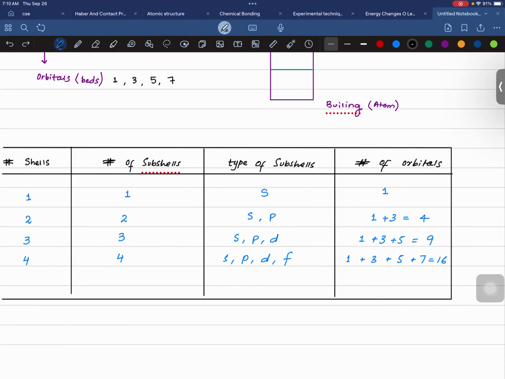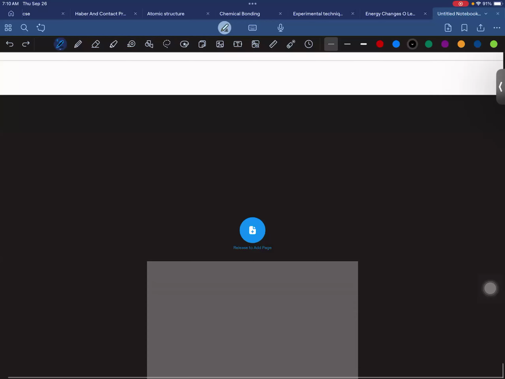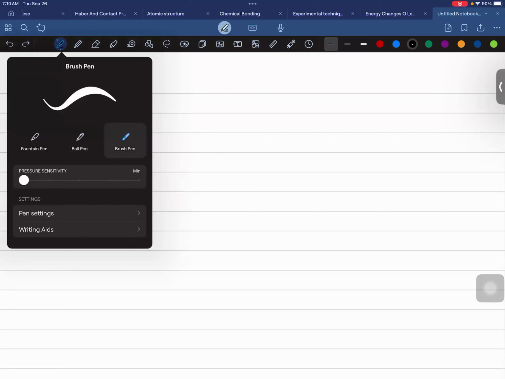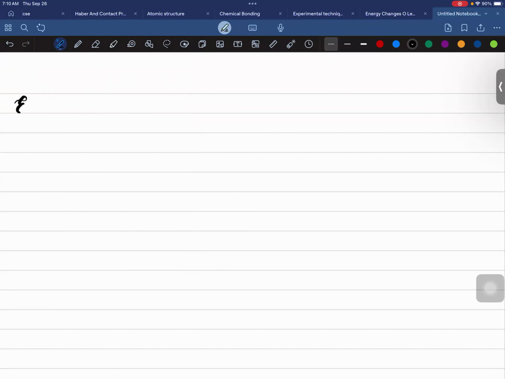So basically we are going to start electronic configuration. Electronic configuration means the arrangement of electrons in different subshells.